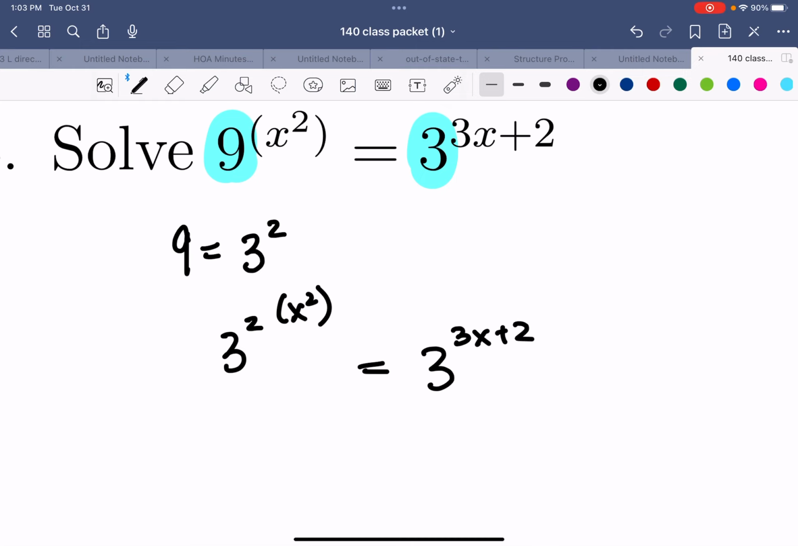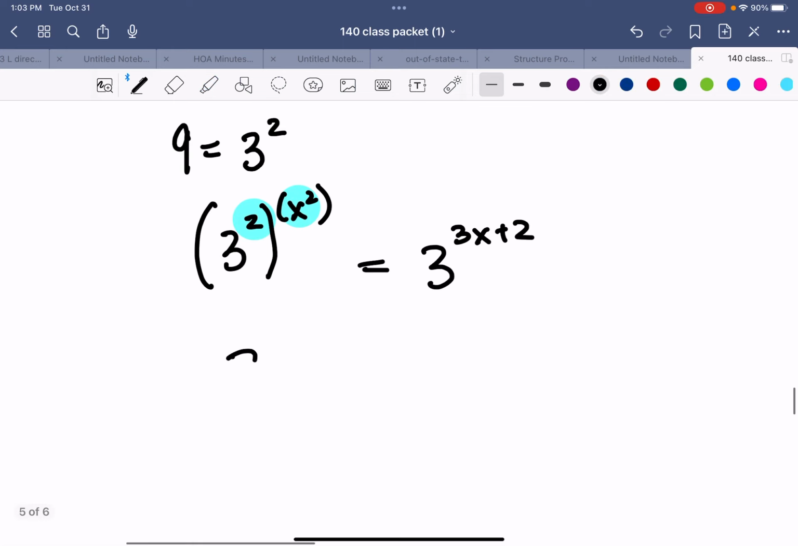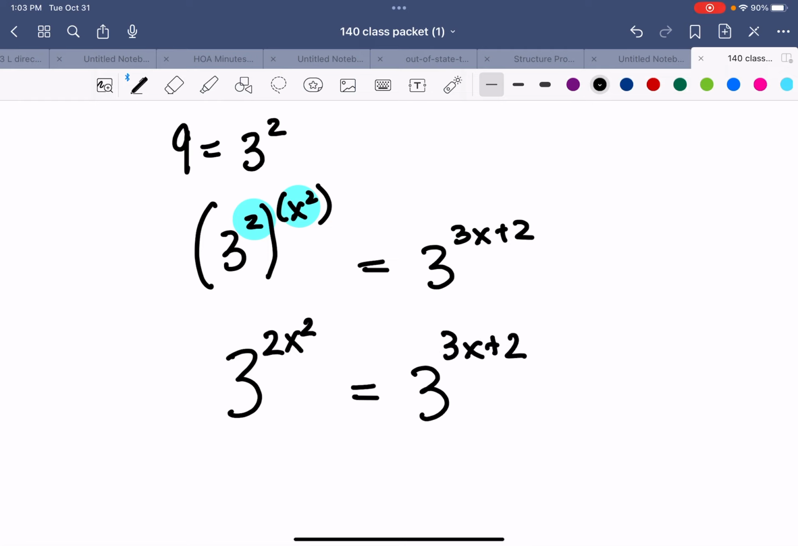Now, what do we do with exponents when we're taking powers to powers? So this would really have some parentheses here. And so what we do with this 2 and this x squared is we multiply them. And that's going to give us 3 to the 2x squared equals 3 to the 3x plus 2. Okay. Now I have matching bases. So I have a 3 here and a 3 here.